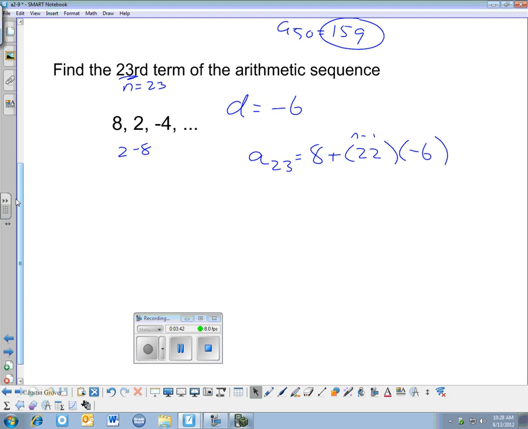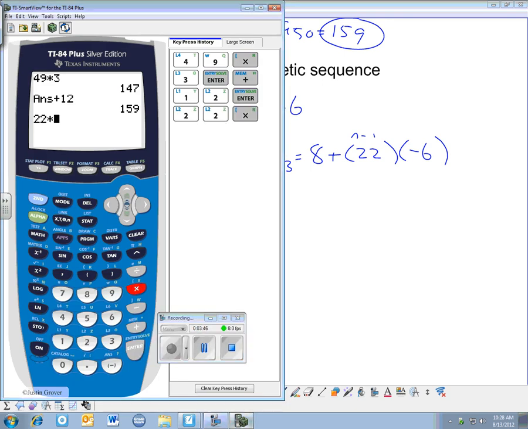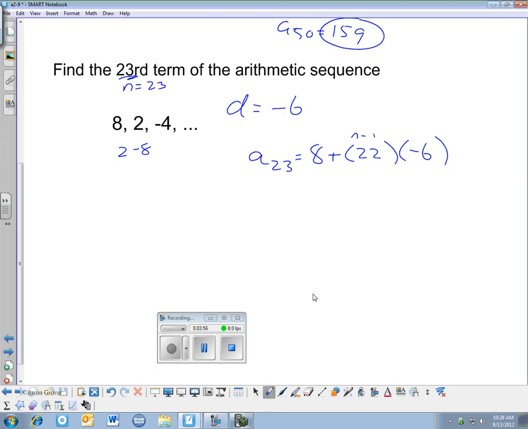So I'm going to type into my calculator 22 times negative 6. And that's going to give me a negative number, and plus 8 is negative 124. So my 23rd term is negative 124.